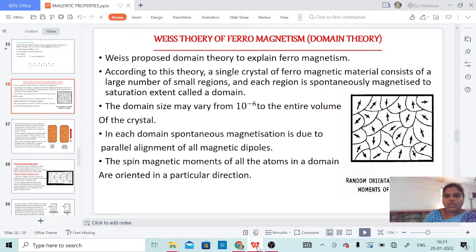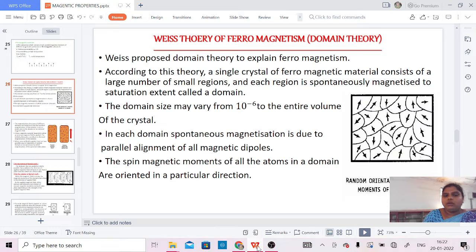What is the domain theory? Weiss proposed a domain theory to explain ferromagnetism. According to this theory, a single crystal of ferromagnetic material consists of a large number of small regions, and each region is spontaneously magnetized to saturation extent, called a domain.